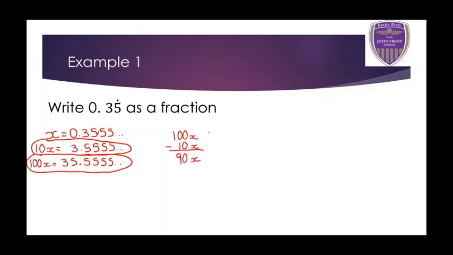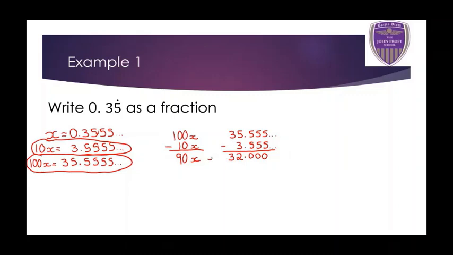Now let's use these values. For 100x, 35.555 recurring, and 10x is 3.555 recurring. So take these away. 5 take away 5 is 0. 5 take away 5 is 0. 5 take away 5 is 0. Put the decimal point in. Now 5 take away 3 is 2. And then 3 take away nothing is 3.